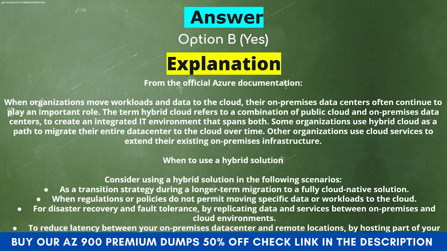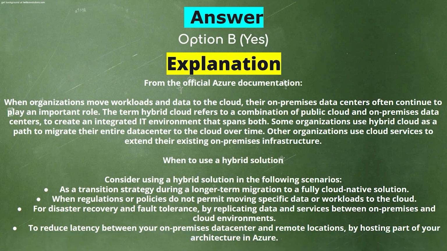When to use a hybrid solution? Consider using a hybrid solution in the following scenarios. Number 1. As a transition strategy during a longer-term migration to a fully cloud-native solution. Number 2. When regulations or policies do not permit moving specific data or workloads to the cloud. Number 3. For disaster recovery and fault tolerance by replicating data and services between on-premises and cloud environments. Number 4. To reduce latency between your on-premises data center and remote locations by hosting part of your architecture in Azure.